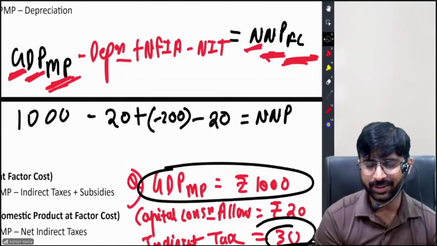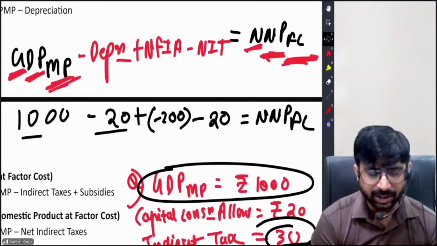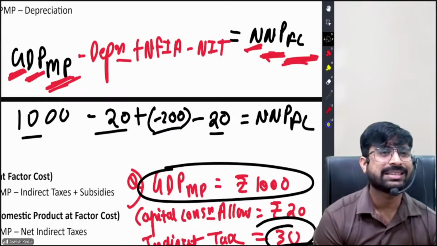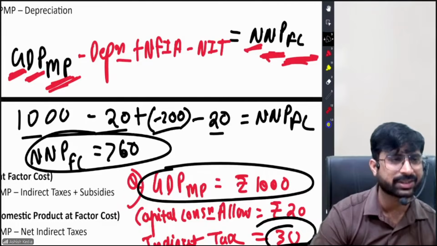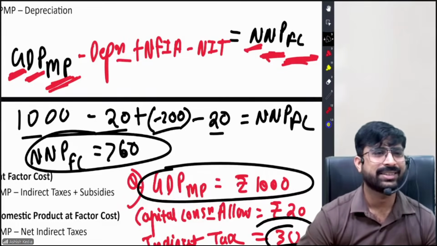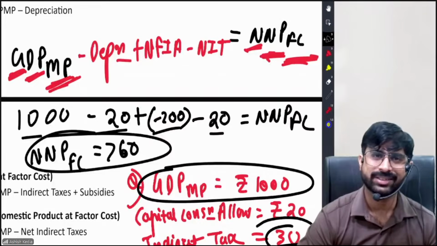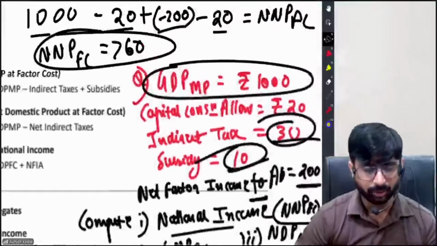So 1000 minus 20 is 980, minus 200 is 780, minus 20 is 760. So NNP at FC is 760, that is the national income. I hope all of us have copied it or solved it. Right, sir, numericals do come. Definitely, I am not doing it for fun.